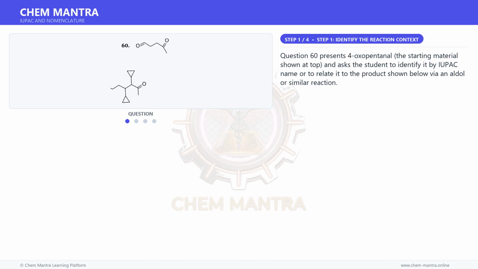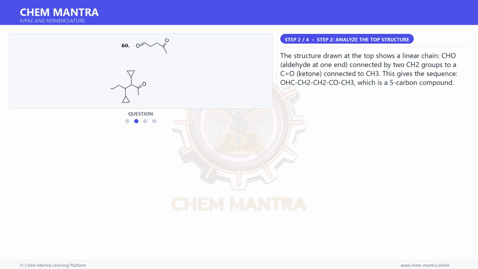Question 60 presents 4-oxopentanol, the starting material shown at top, and asks the student to identify it by IUPAC name or to relate it to the product shown below via an aldol or similar reaction. Moving on to the next step.